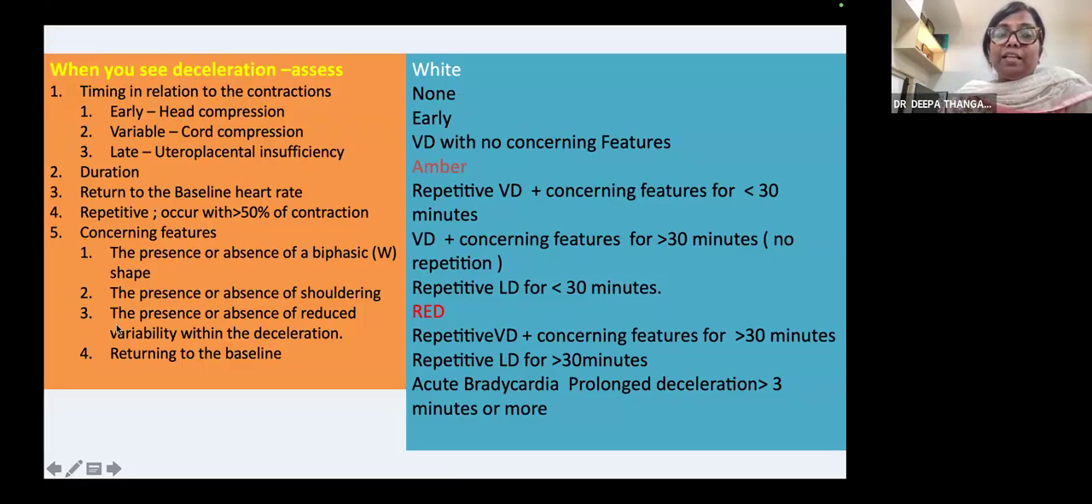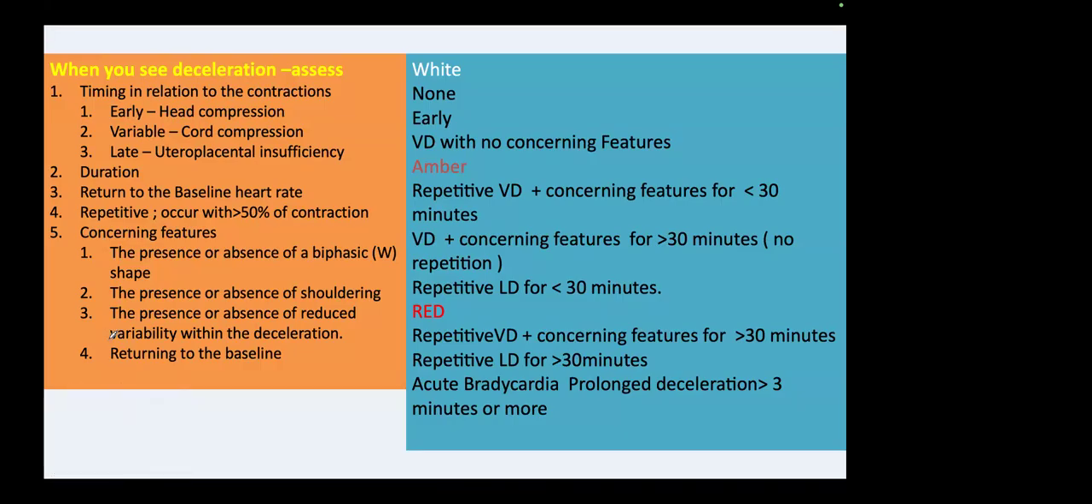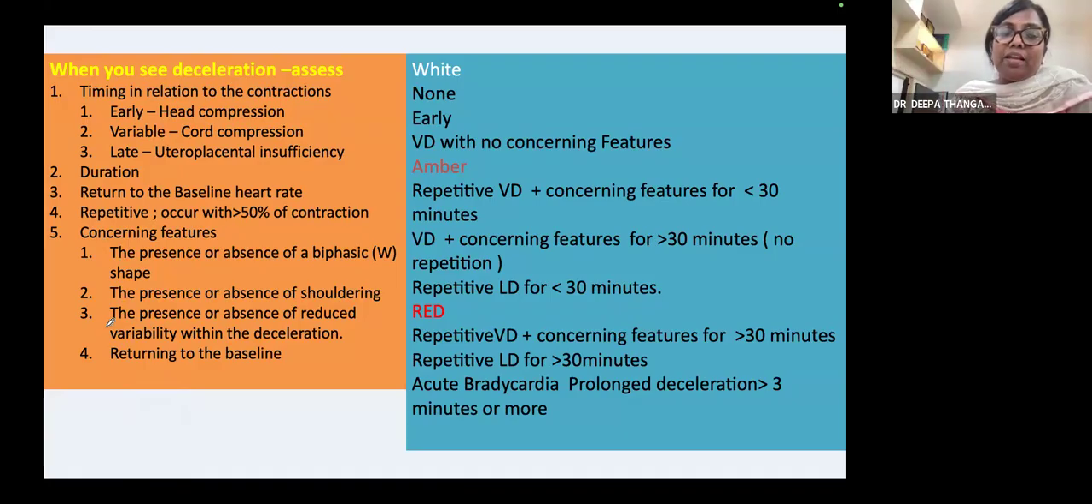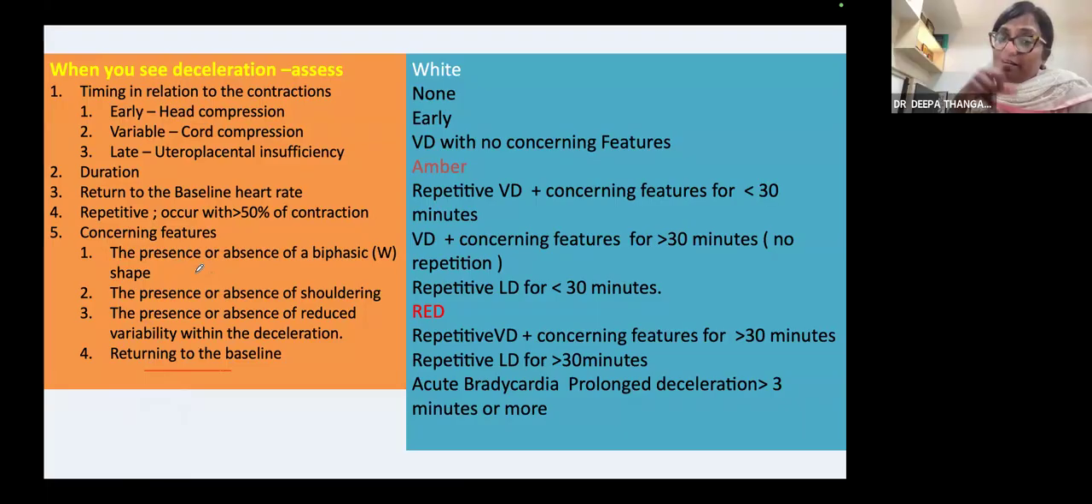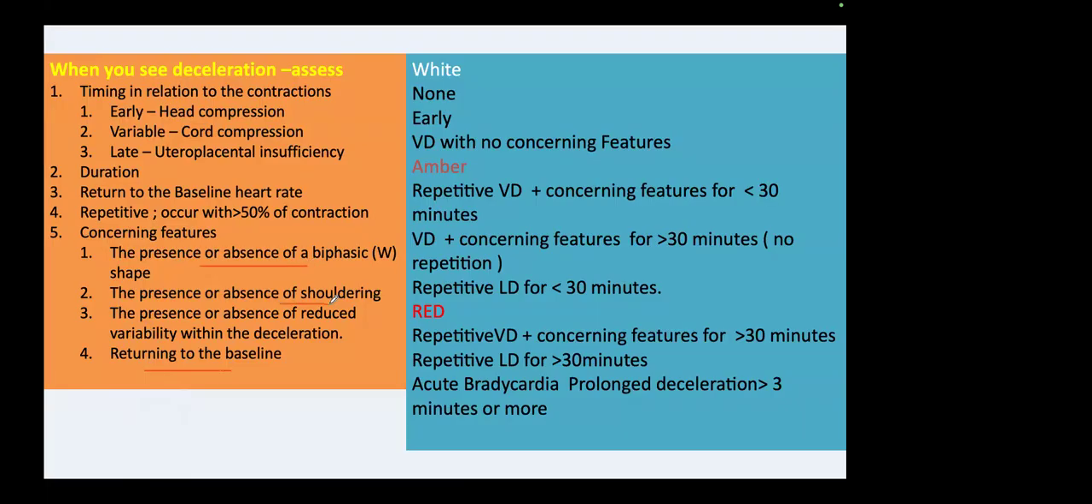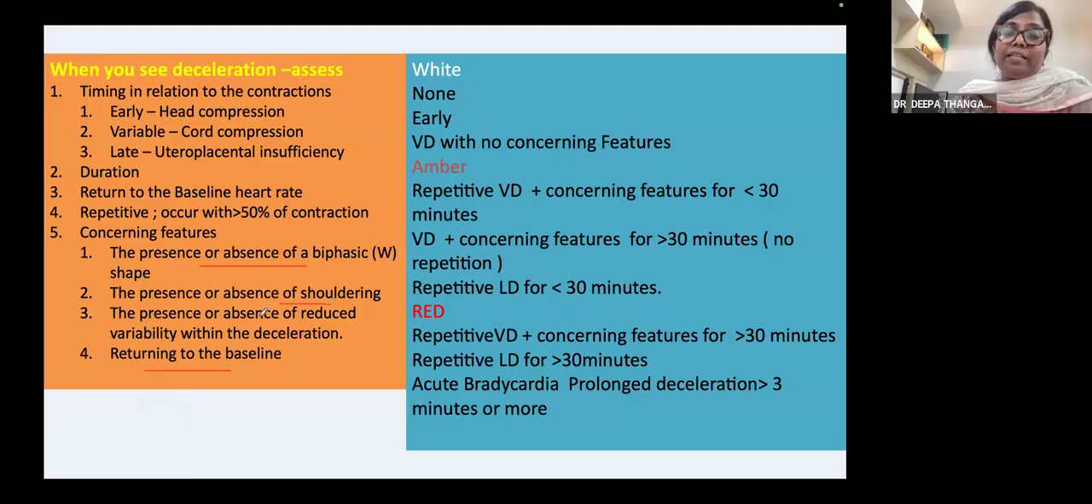Variable deceleration with these concerning features: when it takes a long time to come back to the baseline, or it's not coming back to the baseline at all, or it is a very broad deceleration, or there is no shouldering, or there is reduced variability, even within the deceleration, no variability. These are the concerning features.